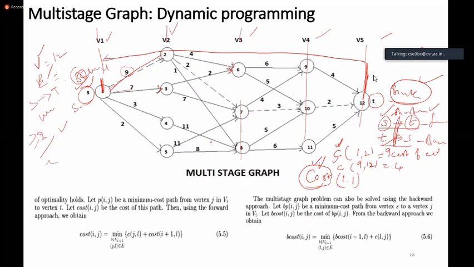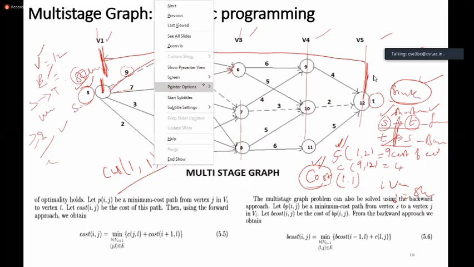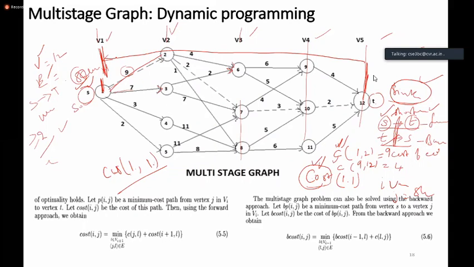Here I is the stage and J is the vertex. For example, for the first stage and vertex number 1, it is COST of 1 comma 1. I'm using two terms: small c and COST. COST of 1 comma 1 is nothing but the distance between B1 and B5. That we call COST. Okay, are you clear now?